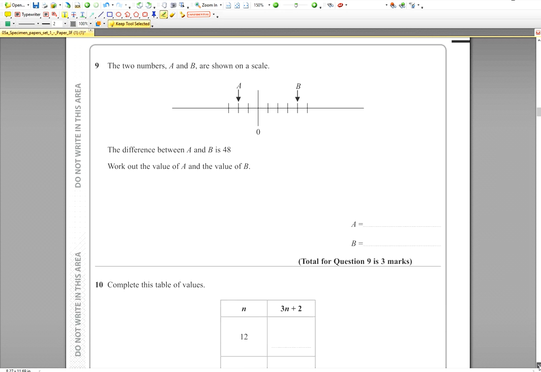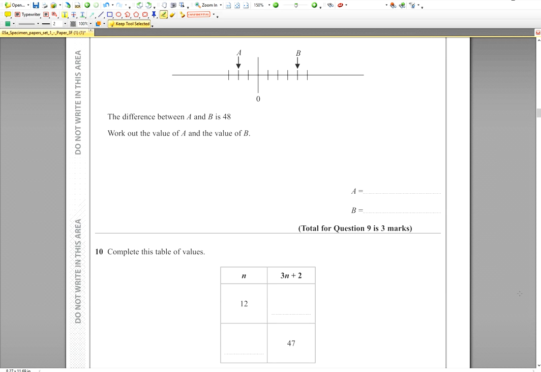Question number 9. I should only see red pens on the table. I don't see any other pens at all.